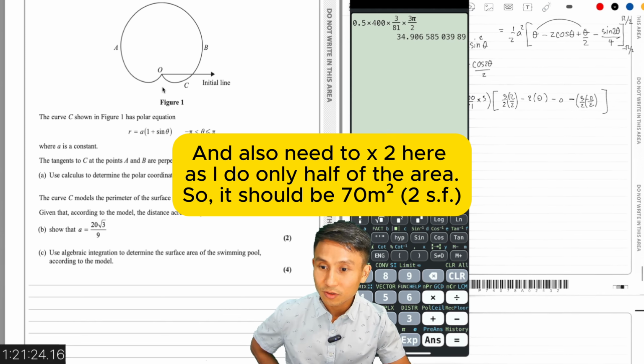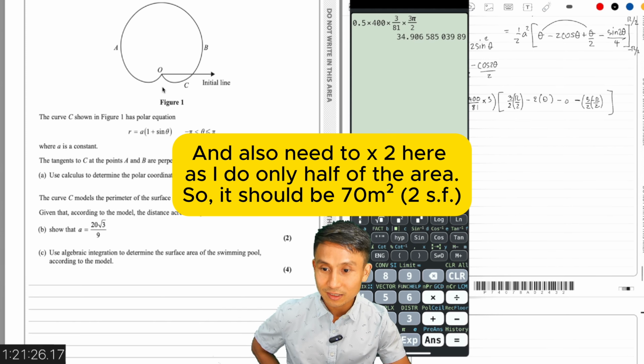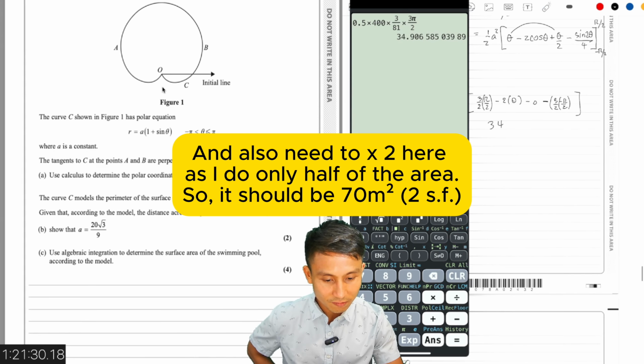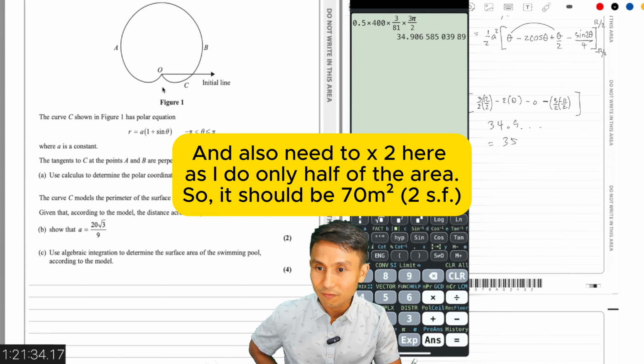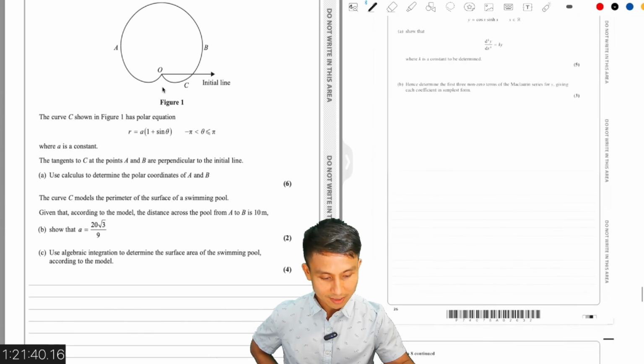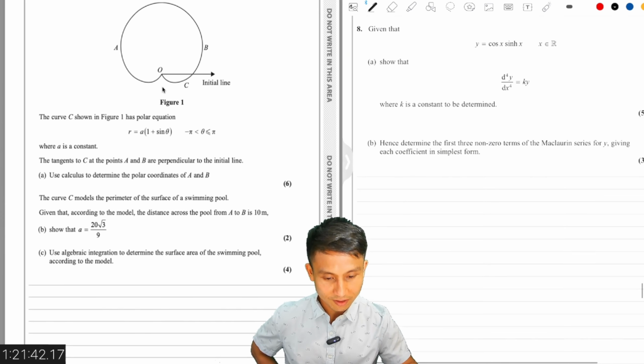So can we get an exact? It doesn't have to be exact. Okay, I'm just going to do 34.9 and round that to 35, and the units will be meters squared. All right, so I'm just going to go with that, guys, because I don't have much time left. Number 8.